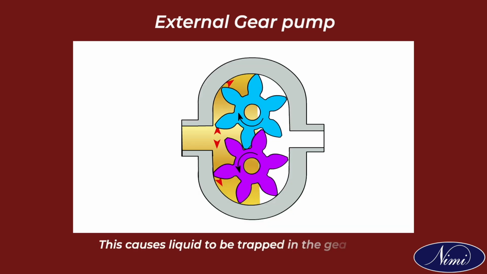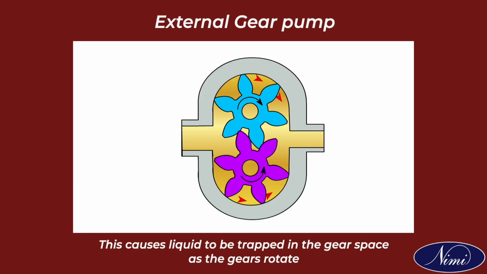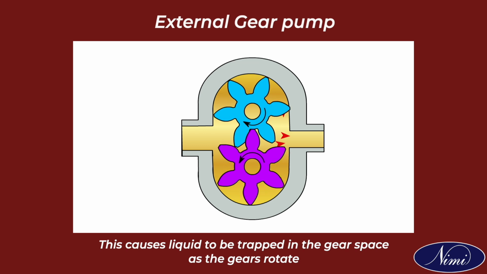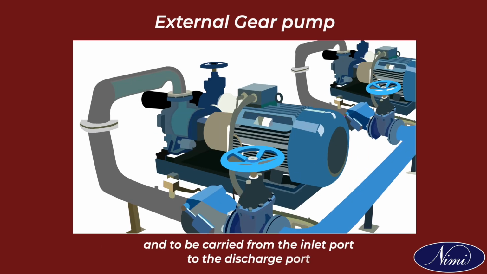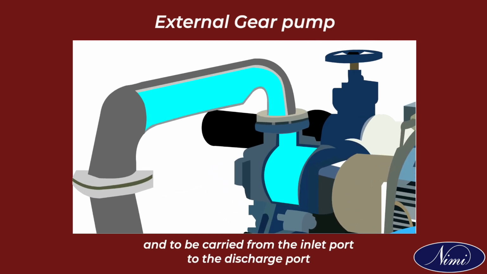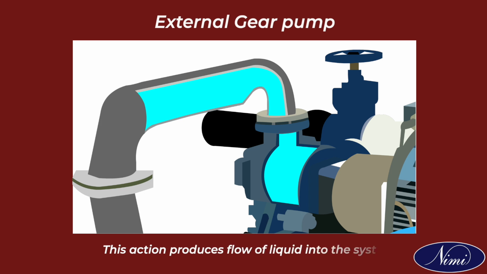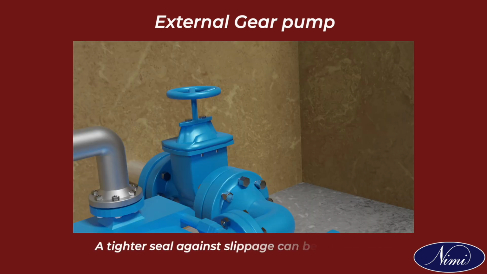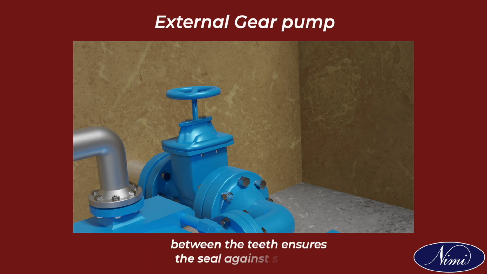port. This causes liquid to be trapped in the gear space as the gears rotate and to be carried from the inlet port to the discharge port. This action produces flow of liquid into the system. A tighter seal against slippage is accomplished by the metallic contact between the teeth.